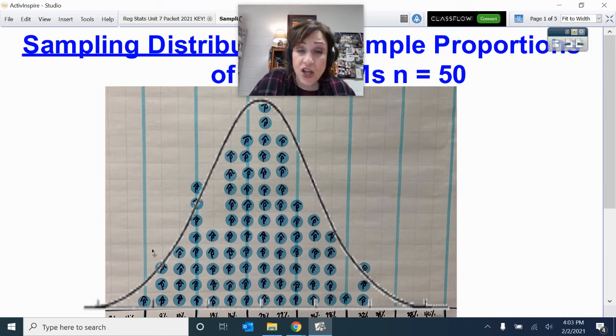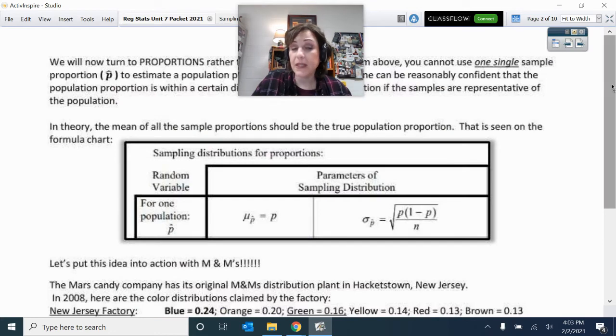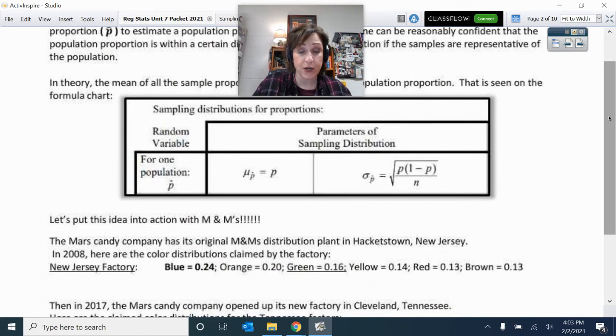But in the long run, over many, many samples, we see a predictable pattern that is centered around the true mean, the true average location of those samples. So, in theory, here's what we know. The average of the p hats should be where the population proportion is.